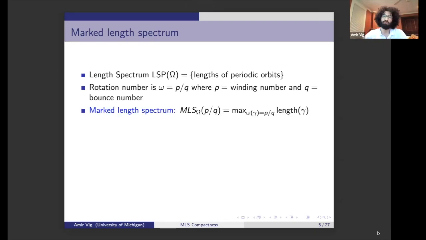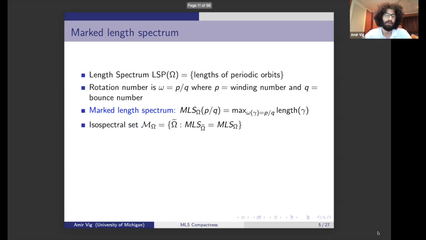So the Mach length spectrum basically just labels lengths in the length spectrum by their rotation numbers. Okay, so this is also called the maximal Mach length spectrum. And for every rational less than 1/2 and relatively prime, it assigns the maximum length of an orbit which has that rotation. So if P is 1 and Q is 3, the maximal Mach length spectrum of 1/3 is just the maximal length of a triangle periodic orbit.